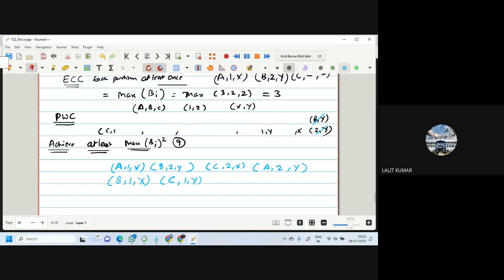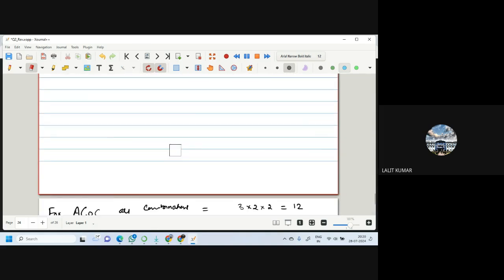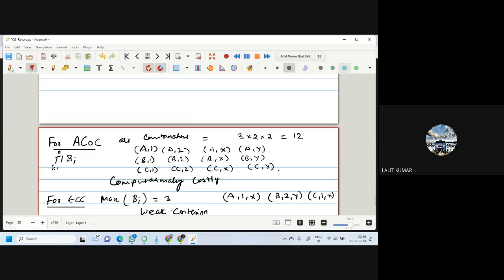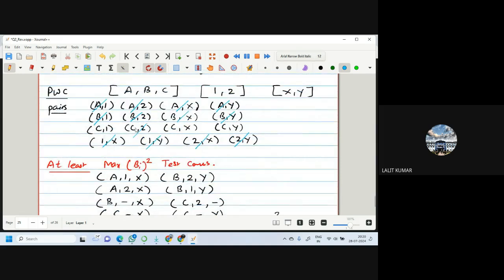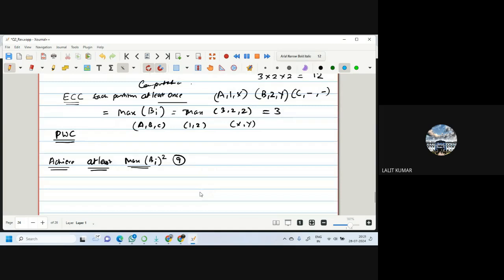Some mistake here. I will just cover how I have done it. See this, A, B, C, 1, 2, X, Y. So I did A1X, B2Y, A2X, B1Y. Or shall we try again, just to remove this confusion? The combinations you can just copy, because that's clear. Yes, the pairs.